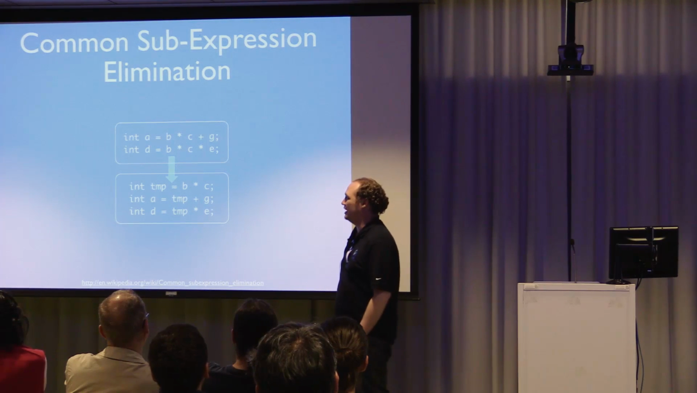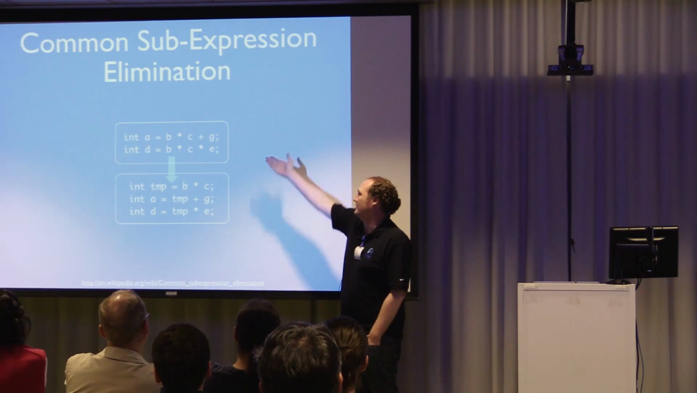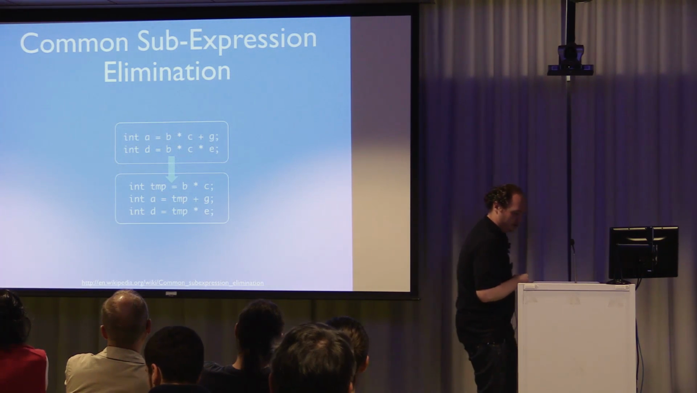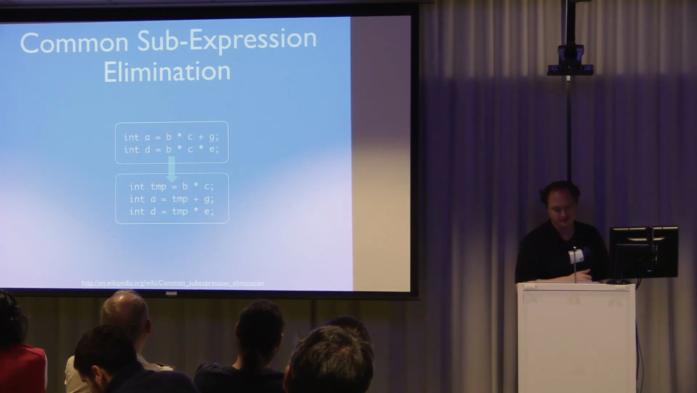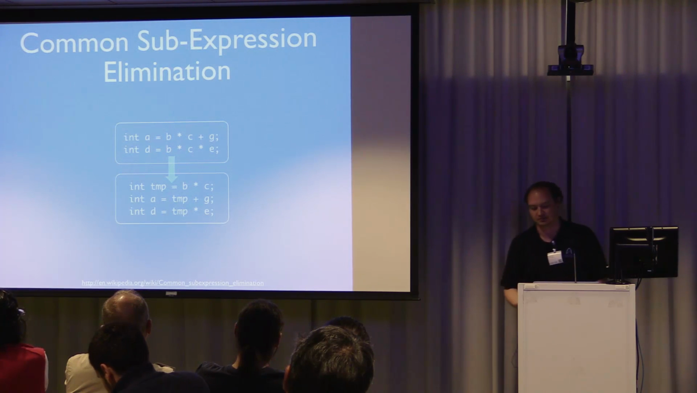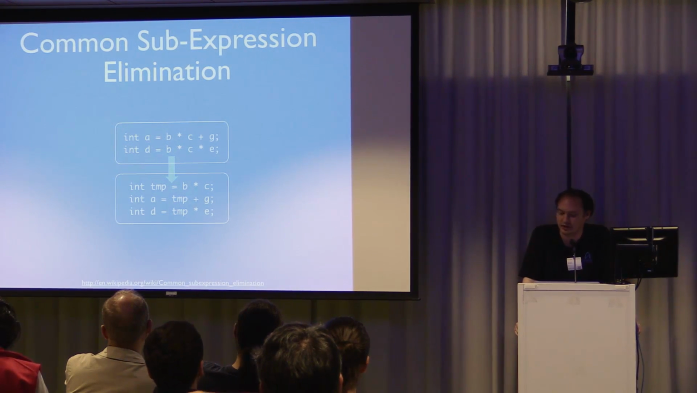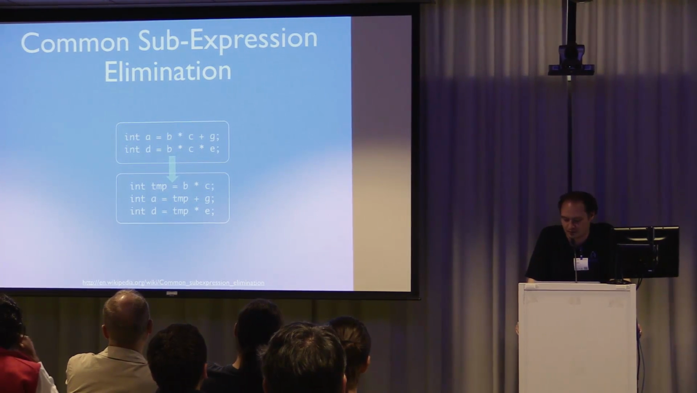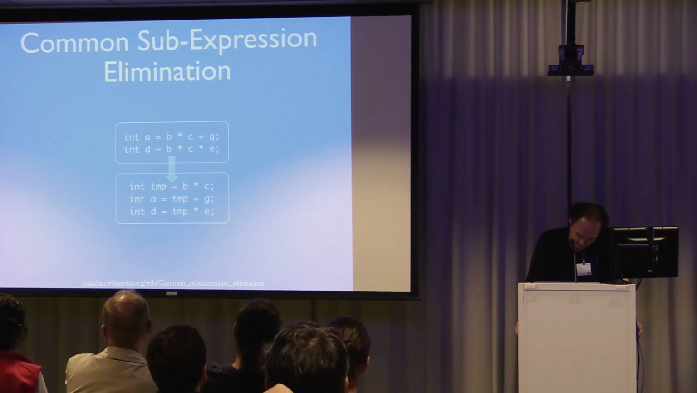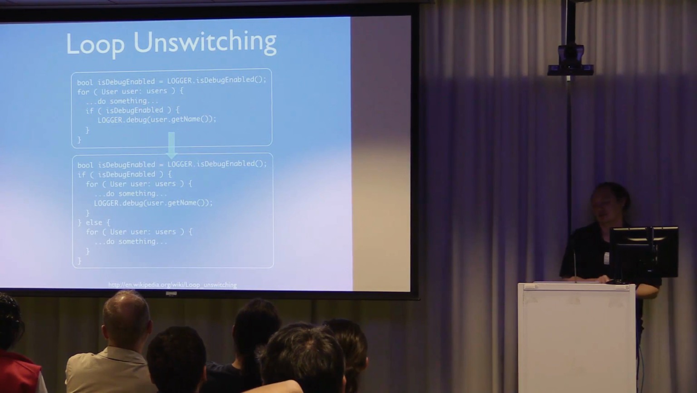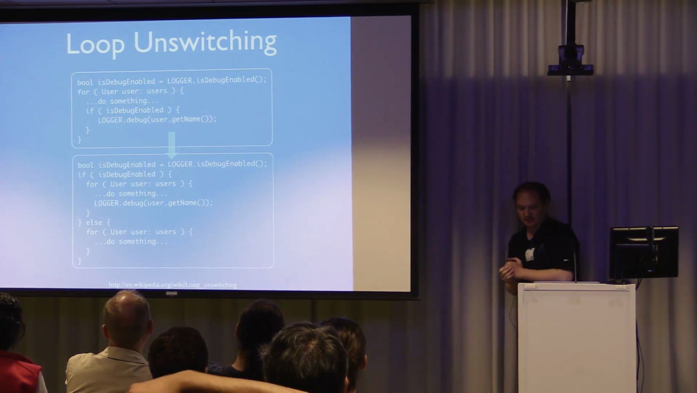Common subexpression elimination. So here I have A equals B times C plus G, and D equals B times C times E. Okay, so I have a common subexpression B times C. I could extract that out into a temporary variable, and that would probably make things a little bit faster. Yes, we can do that. We can do other interesting things.